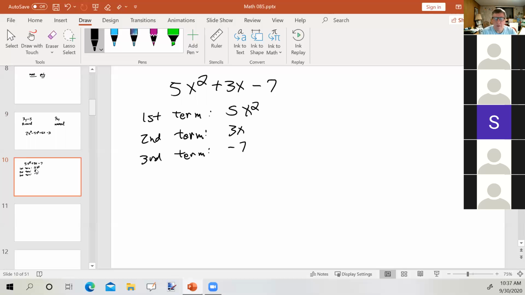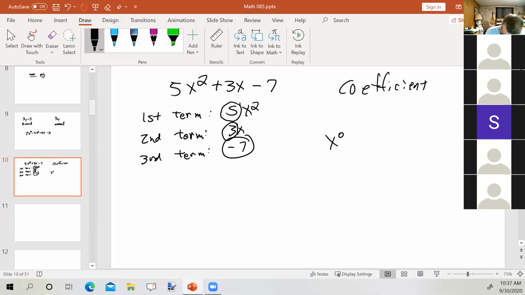All right. The coefficient of a term is the number in front of the variable. So the coefficient of the first term is 5. The coefficient of the second term is 3. The coefficient of the third term is negative 7. Now, even though there's no variable in the third term, we could write something called raising a variable to the 0 power, which is equal to 1, and we'll talk more about that tomorrow. But point is, the coefficients are the numbers in front, all right?